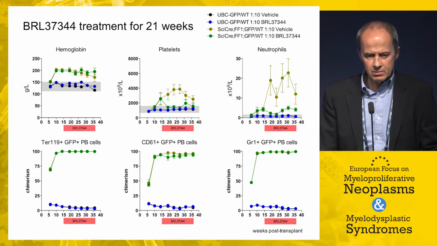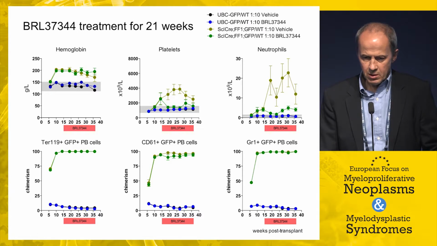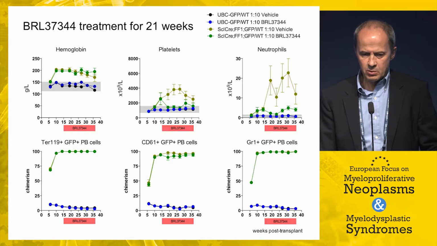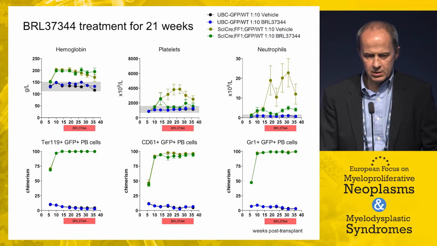Now, when you treat these mice with a beta-3 agonist, which in this case is called BRL compound, we see no effect on the hemoglobin, but we see a decrease in platelets compared to the vehicle control, and also a decrease in neutrophils. This is the vehicle, and these are the beta-3 agonist treated mice. However, somewhat to our disappointment, the allele burden did not change in a major way. So the main effect was apparently mediated through the platelets.